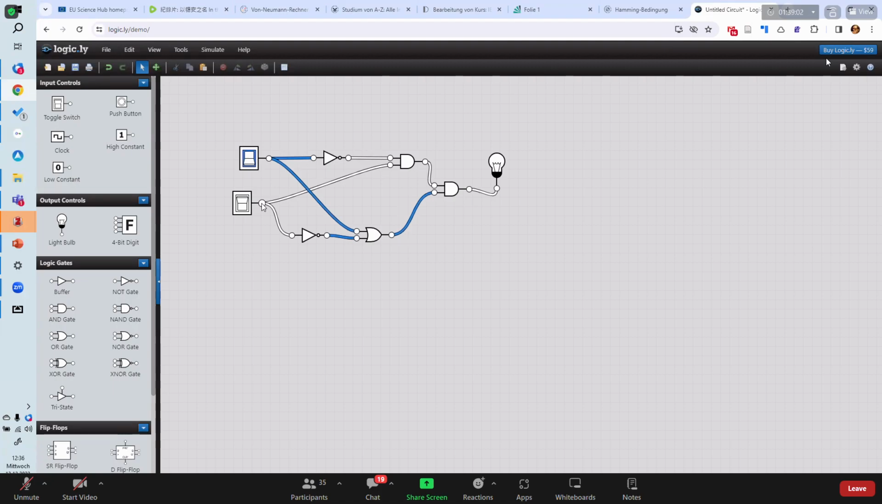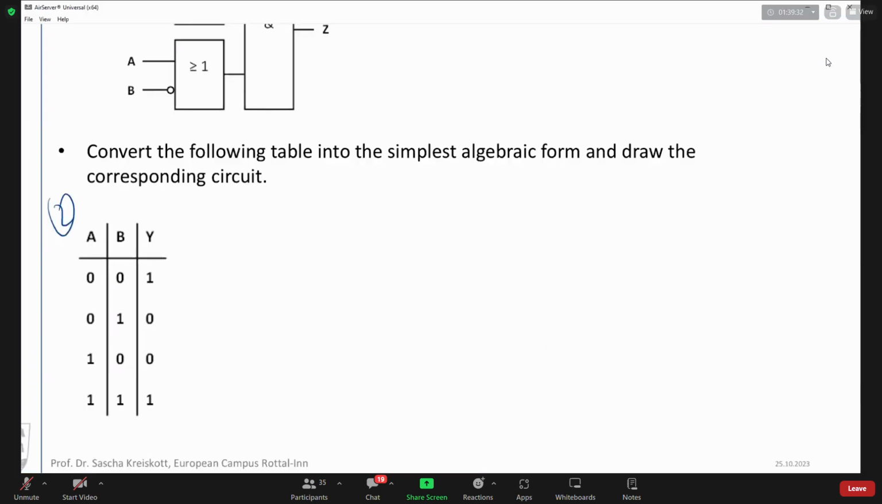Questions on that one? Then let's come to the next one. So convert the following table. Oh, sorry. Didn't share the screen correctly. Convert the following table into the simplest algebraic form and draw the corresponding circuit.